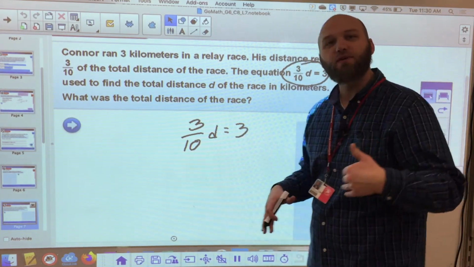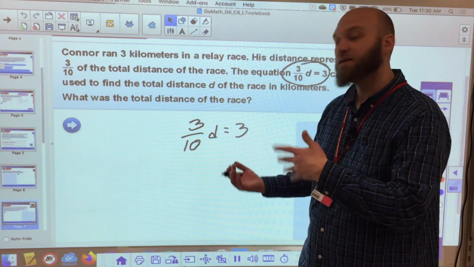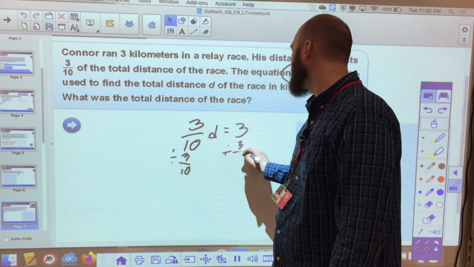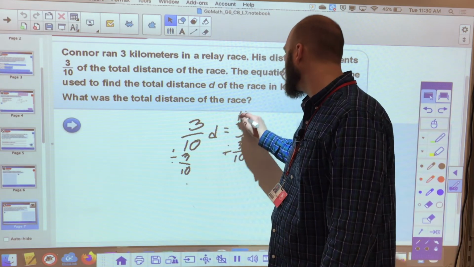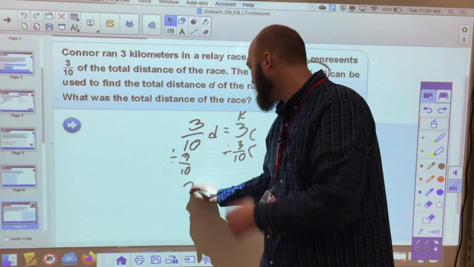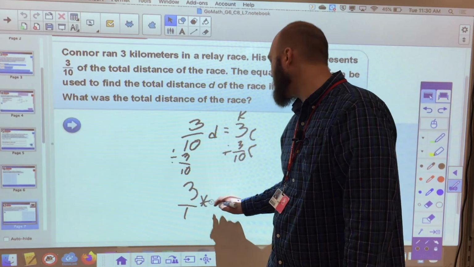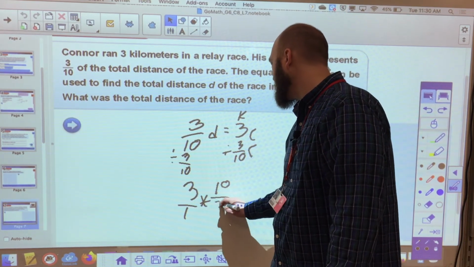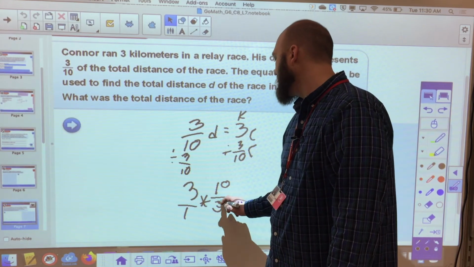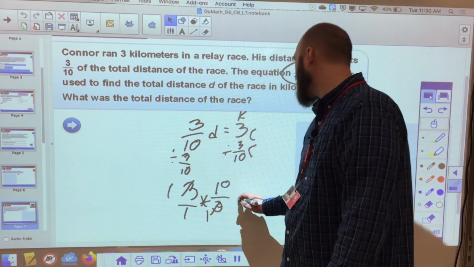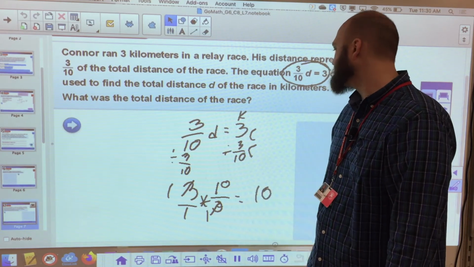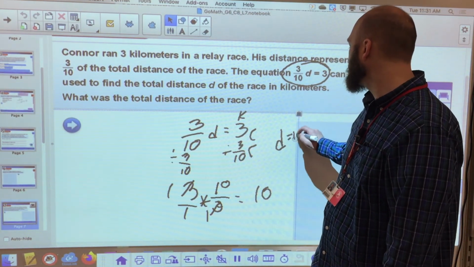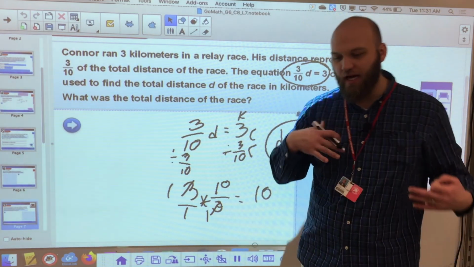Again, do the inverse. Instead of multiplying by 3/10, I can divide by 3/10. And I'm going to keep, change, flip. I'm going to keep 3 over 1, change division to multiplication, and flip 3/10 to 10/3, simplifying it out here, and I get 10. So d equals 10.